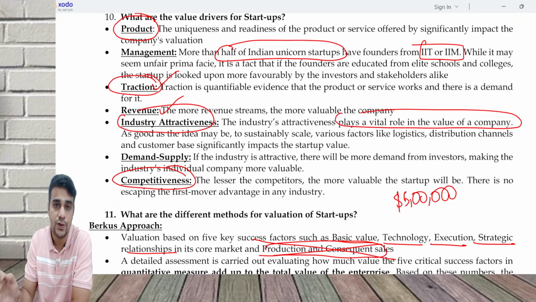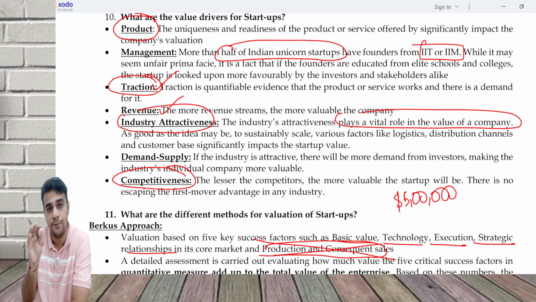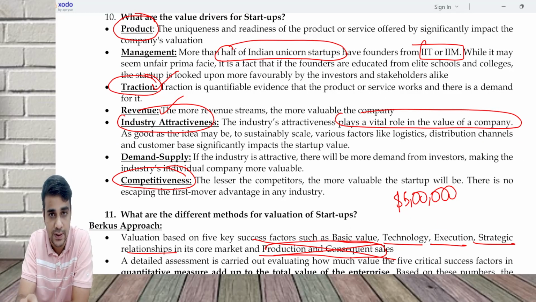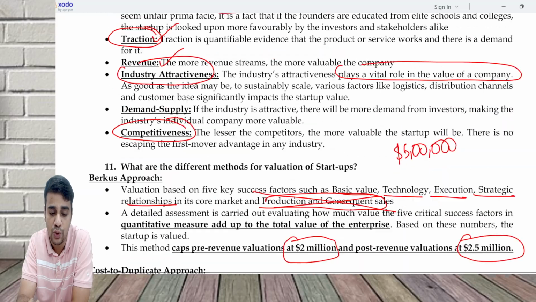Different methods for valuation of a startup. Berkus approach, which is based on 5 different factors: basic value, technology, execution, strategic relationships, and production and consequent sales. Arrive at a value for each of these. If you are pre-revenue, 2 million is the cap. If you are post-revenue, 2.5 million is the cap.